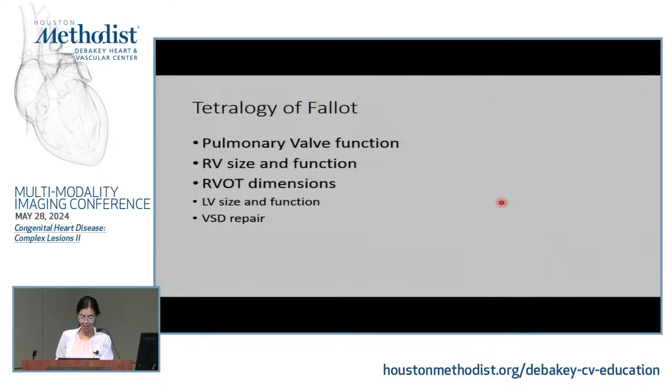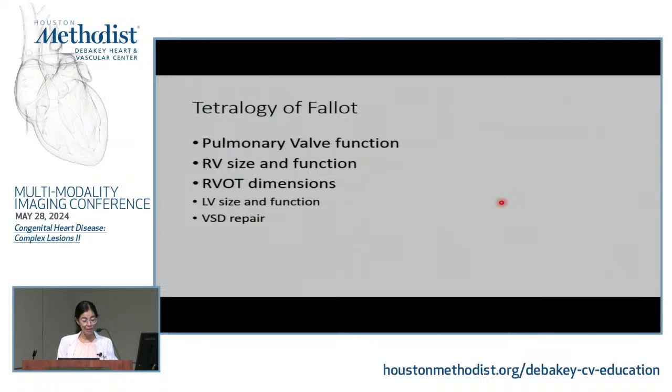So you're looking for what type of valve replacement you're going to do. Right now, thankfully, we have newer valves. We have transcatheter options for these patients. So we have surgical options and transcatheter. And the RVOT dimensions are key to defining who will be a candidate for a transcatheter option if that's what the patient and their cardiologist desire.